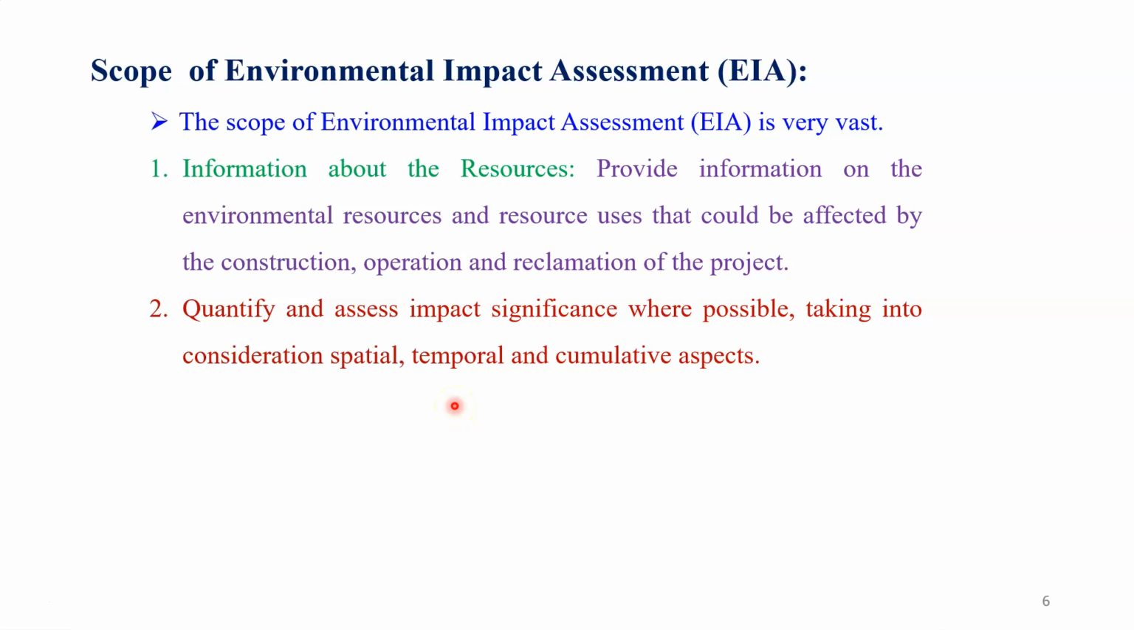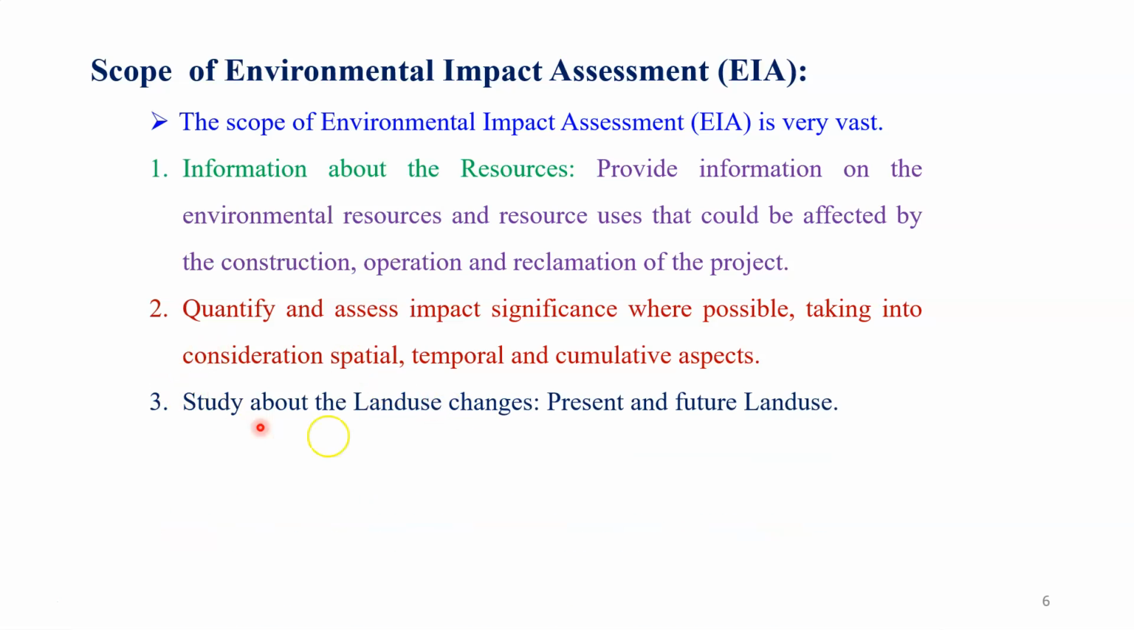It may be a part of Maharashtra, it may be a part of India, it may be a part of the Asian continent, or it may be a part of the world. So when we study this environmental impact assessment, we keep both things in mind: as spatial, the place, and also the duration, the time, that we take into consideration when we carry out this work.